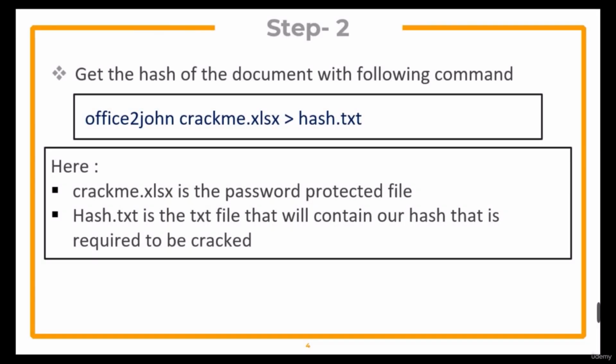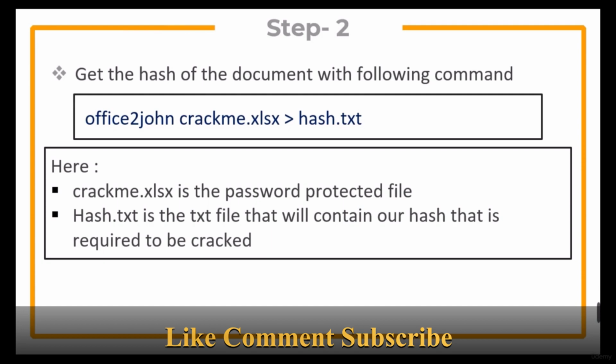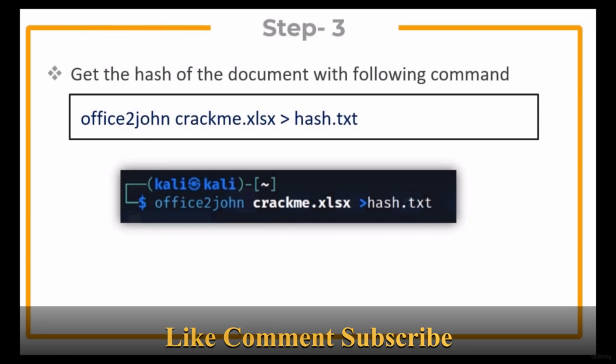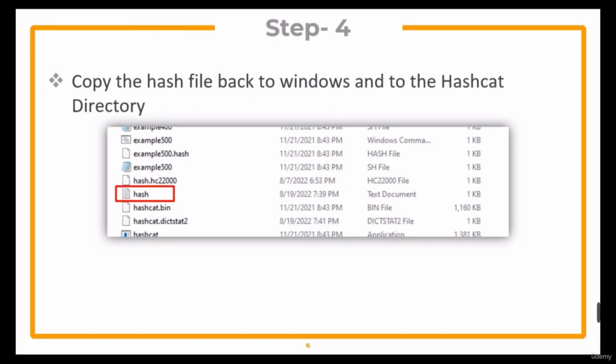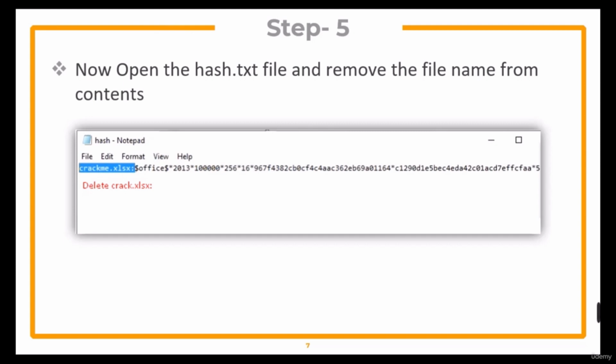Now get the hash of the document with the given command, office2john crackme.xlsx, and it will save the hash in hash.txt. Here crackme.xlsx is the password protected file and hash.txt is the text file that will contain our hash that is required to be cracked. Once you run the command, it will store the hash in the hash.txt file. Now copy the hash file back to Windows and into the Hashcat directory.